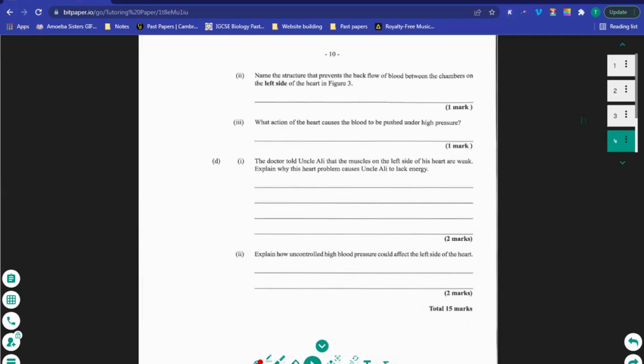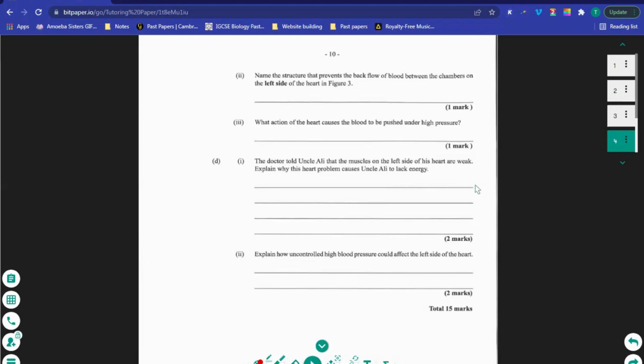Now part D, 1. The doctor told Uncle Ali that the muscles on the left side of his heart are weak. So explain why this heart problem causes Uncle Ali to have a lack in energy. Remember, energy is brought about by the process of respiration. So through respiration, the cells are able to convert glucose into ATP, which is adenosine triphosphate, what the body needs to do anything that requires energy.